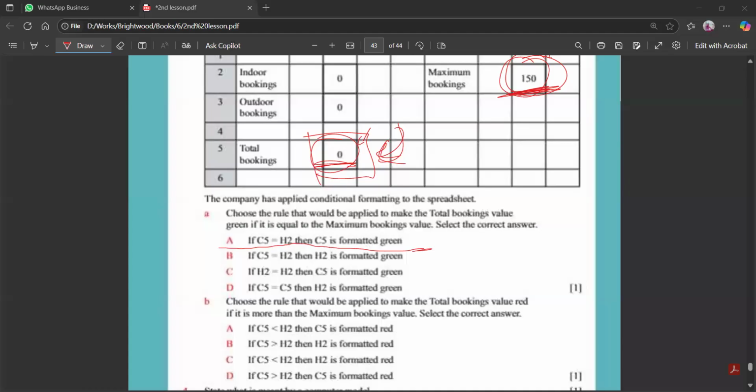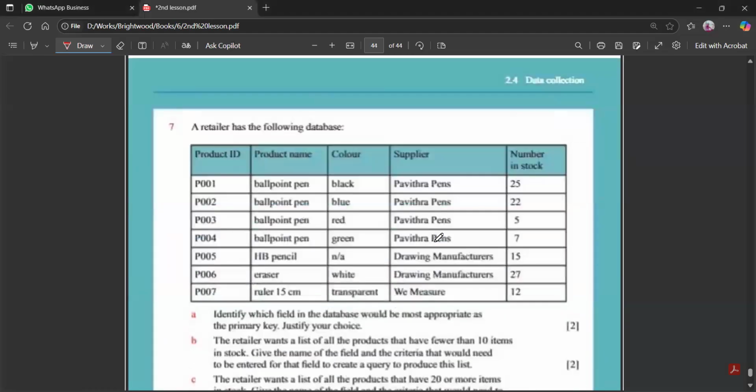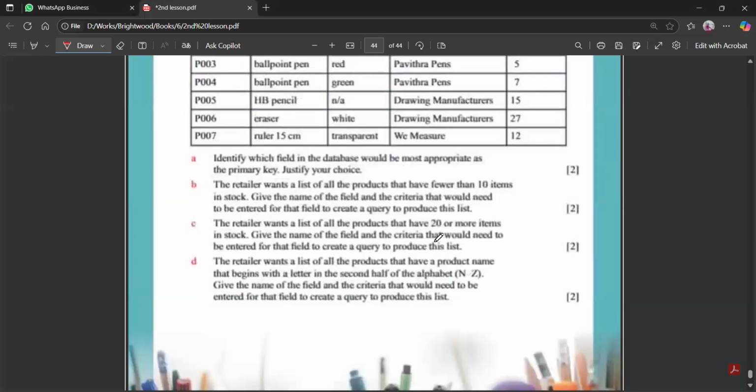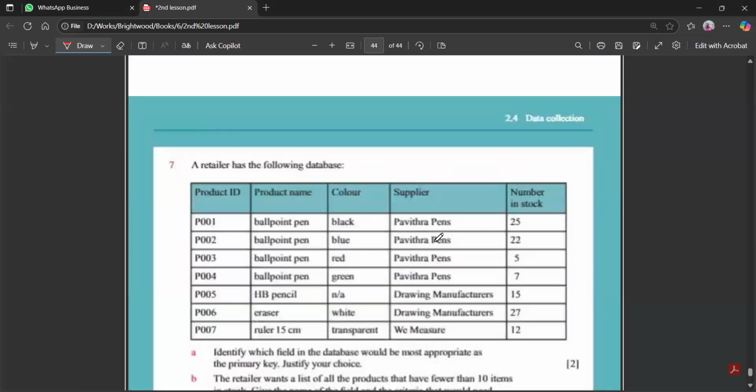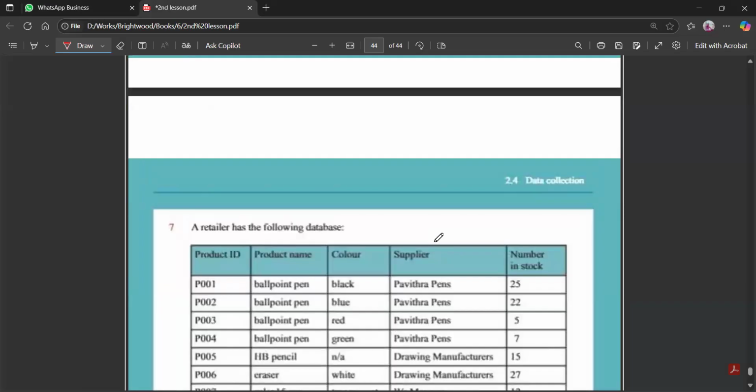Okay, you can write these answers. Try to write the answer. We will discuss them later on. There are many, so you can try for some time. Later on, we will discuss.